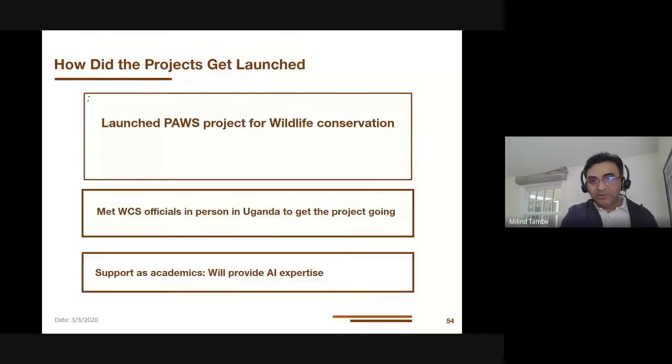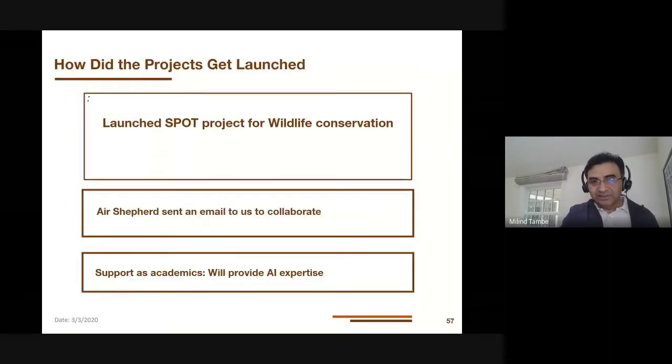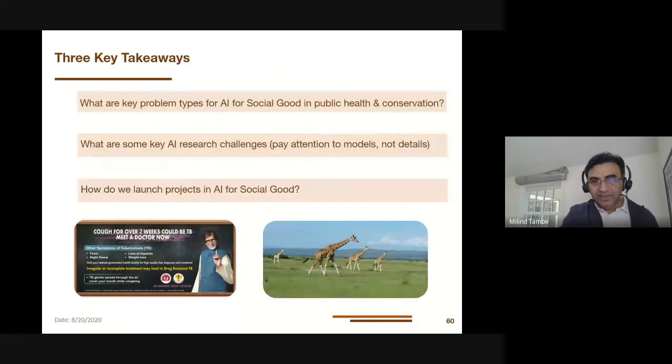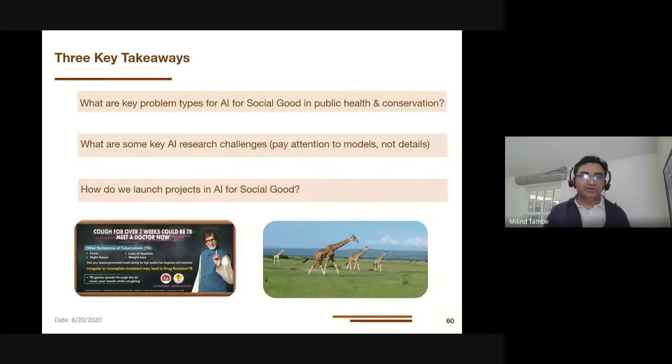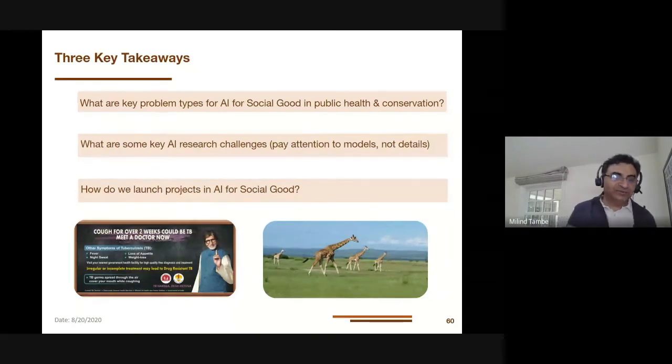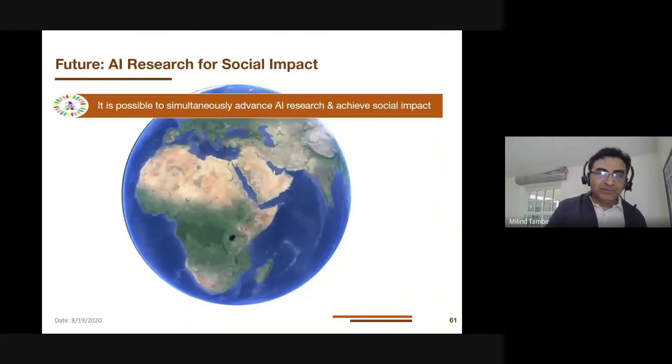So I'm going to skip all this other work and just come to the main points I wanted to make. I hope you took away key problem types. I hope you took away some of the AI research challenges, and I hope you understood how we launched projects in AI for social good. There's more that I wanted to cover, but I'm going to stop here in the interest of time and take your questions.